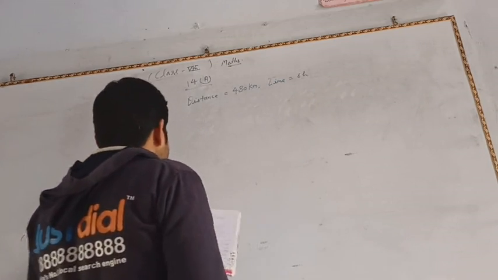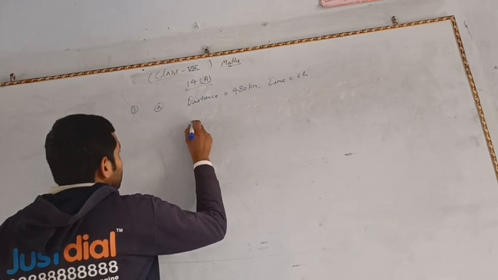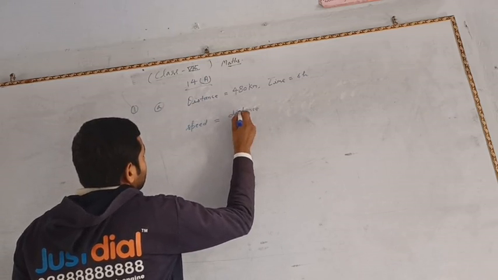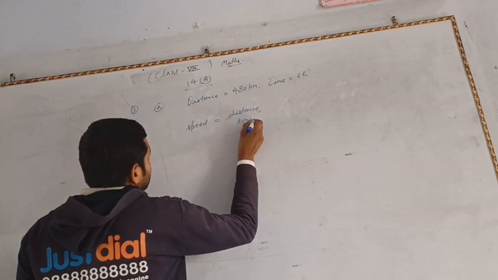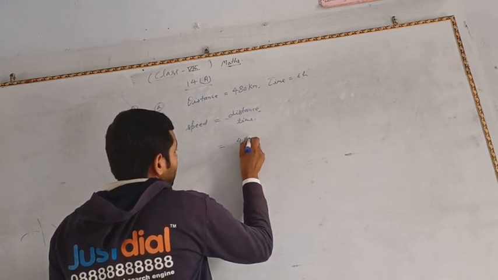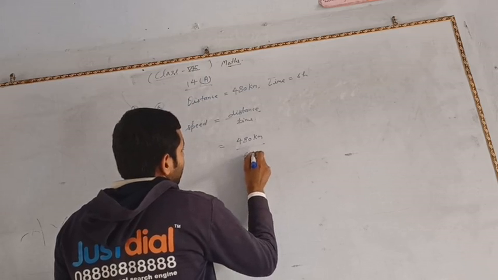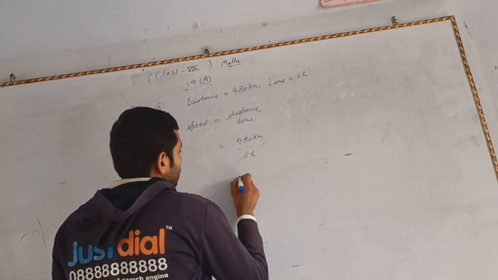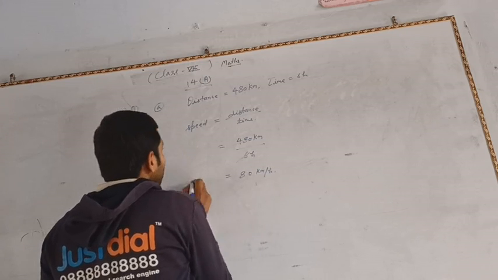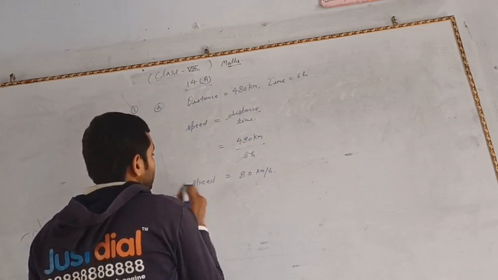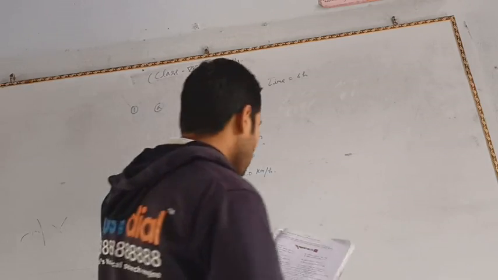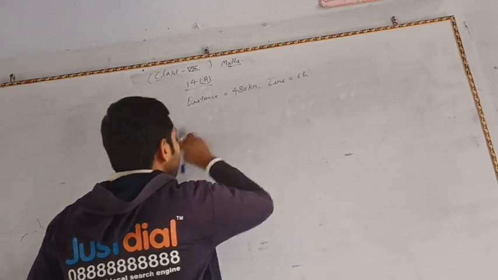6 hours. Okay, so from here you know that speed is equal to distance upon time. So distance given that 480 kilometer upon time given that 6 hours. So 6 8 is 48, 6 0 is 0, kilometer per hour. This is the speed. Okay, so this is your solution. You have to solve the four part of this question also.